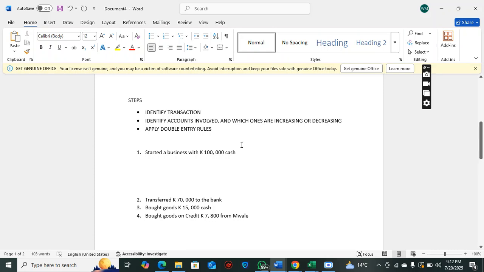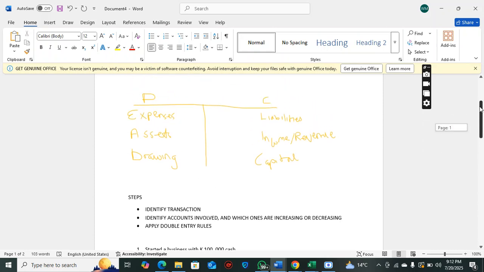So now we're going to apply the double entry rules. Cash is an asset account. Increase in an asset, you debit. That's why assets is here on the debit side. Increase in an asset, you debit. So we're going to debit cash.